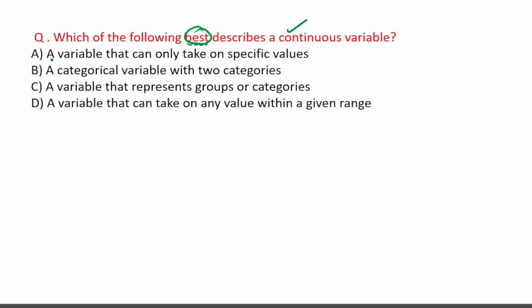Let us see the options again. A variable that can only take on specific values: no, not this one. A categorical variable with two categories: no, not even this. A variable that represents groups or categories: no. So the first three are not, so definitely it should be the fourth one. It states a variable that can take on any value within a given range. Yes, this is the best description for a continuous variable.